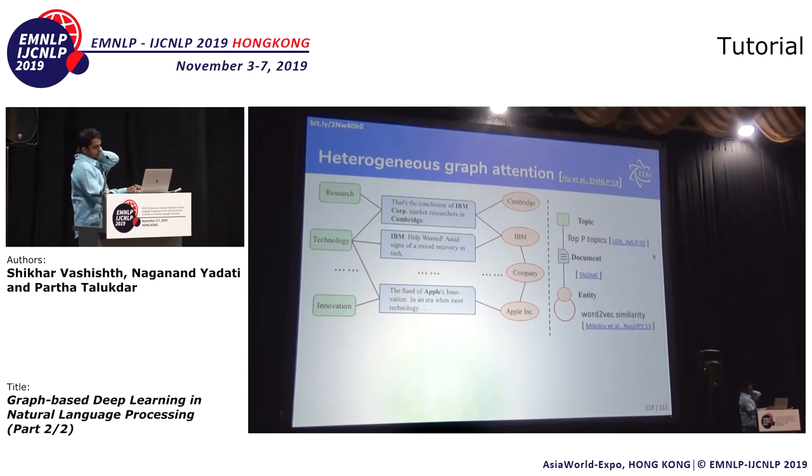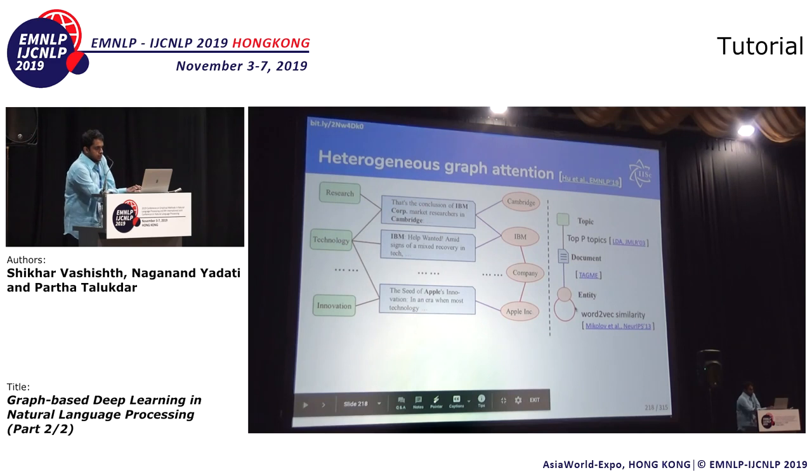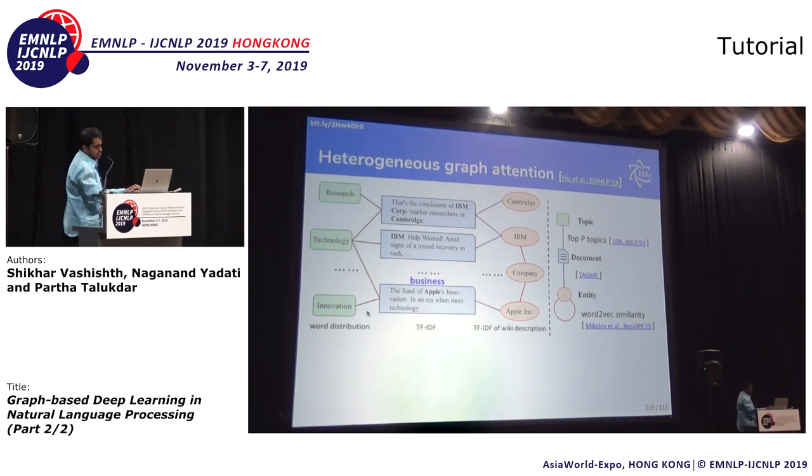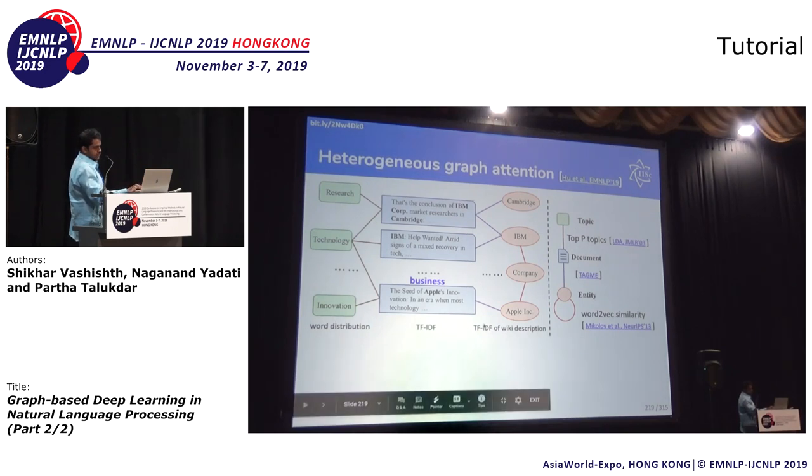To get the topics, we use latent Dirichlet allocation, LDA. To get entities, we use an entity linking system, the TagMe entity linking system. And to get the entity edges, we use simple word-to-vector similarity. For the initial features for GCN, for the topic nodes we use word distribution. For the short text nodes, we use TF-IDF representation. And for the entity nodes, we use TF-IDF of the wiki description, right?